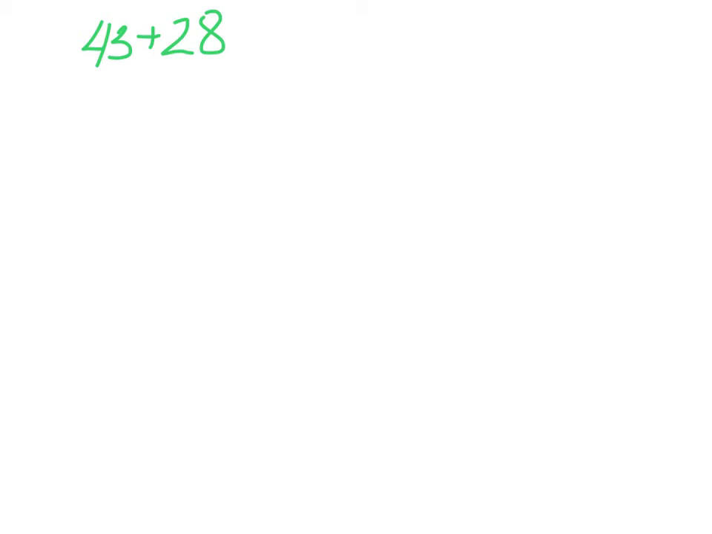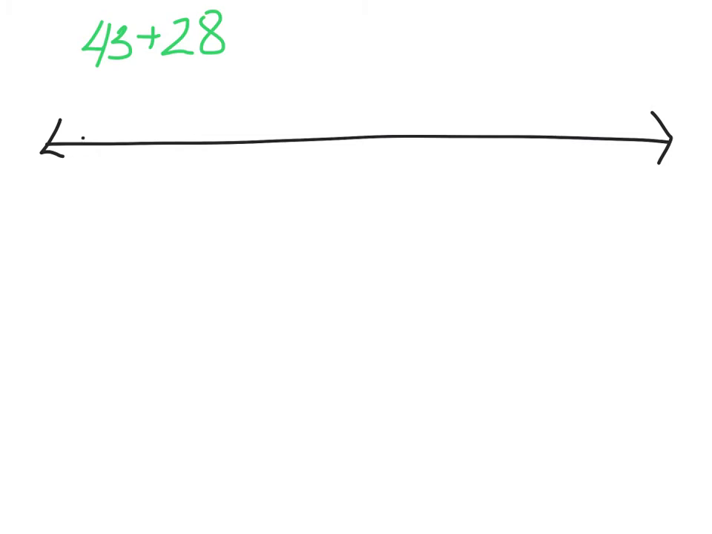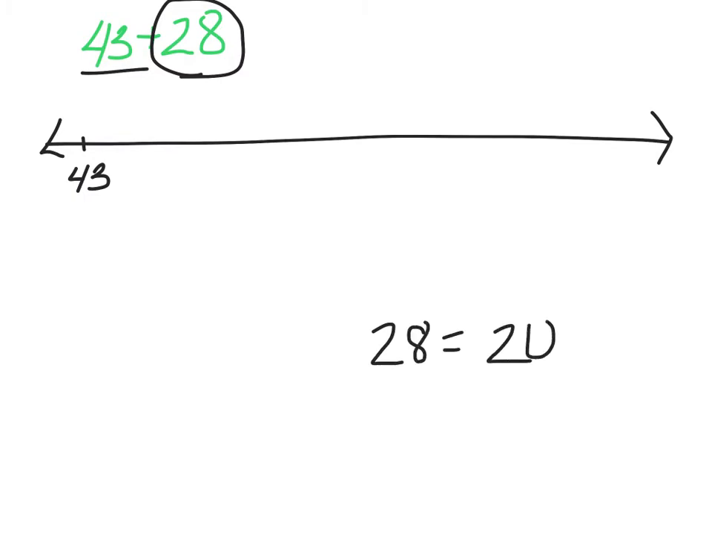We're going to use a number line just to show how the counting strategy works. So, I would start at 43. Now we need to make 28 more jumps, or add 28 to 43. Now think, 28 can be broken up into 20, or 2 tens, plus 8, or 8 ones.